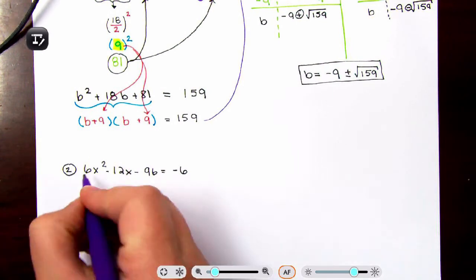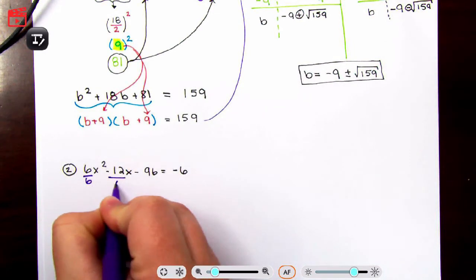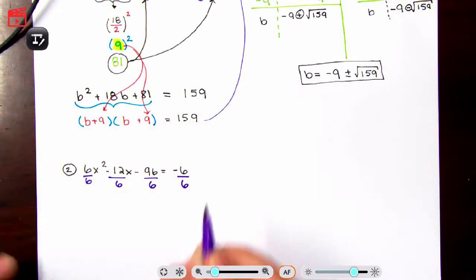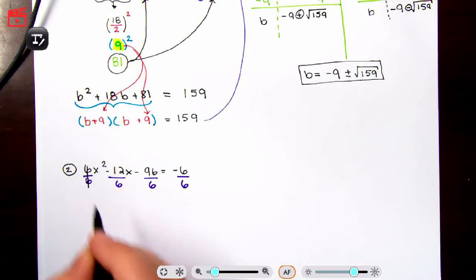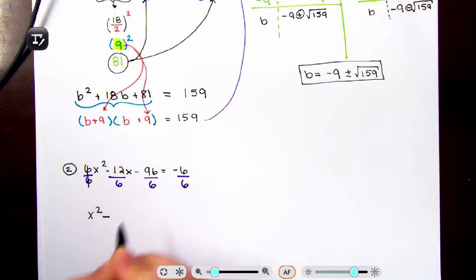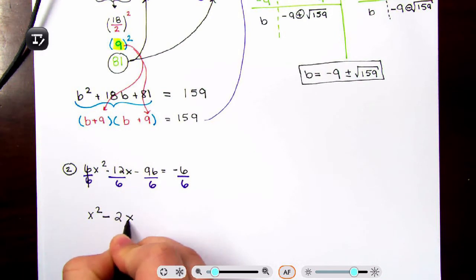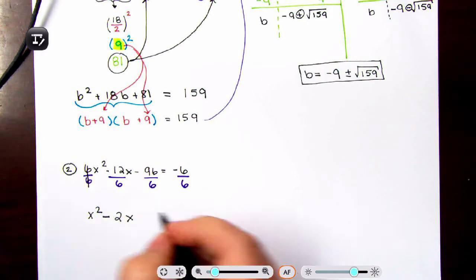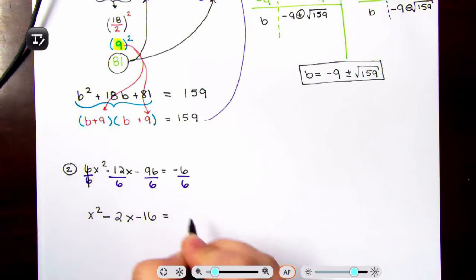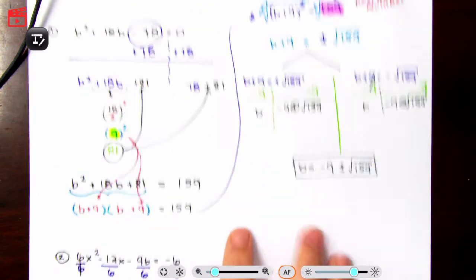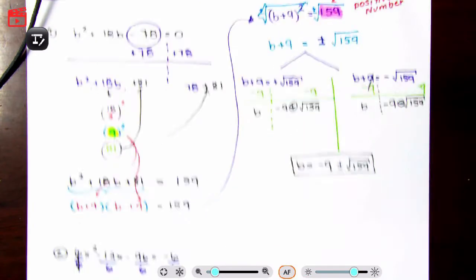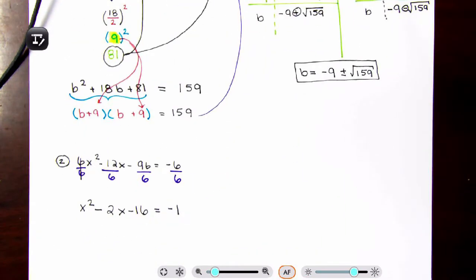So because I have 6 here, I'm going to divide all of my terms, not just one, every single number by my leading coefficient. So 6 divided by 6 is 1, so I have x squared, minus 12 divided by 6 is 2, 96 divided by 6 is 16, equal to a negative 1. Now, notice this is a negative 1. That's okay here. We need to know if it's going to be a square root equal to a negative number. Right now, we're not there yet. We're going to check later.